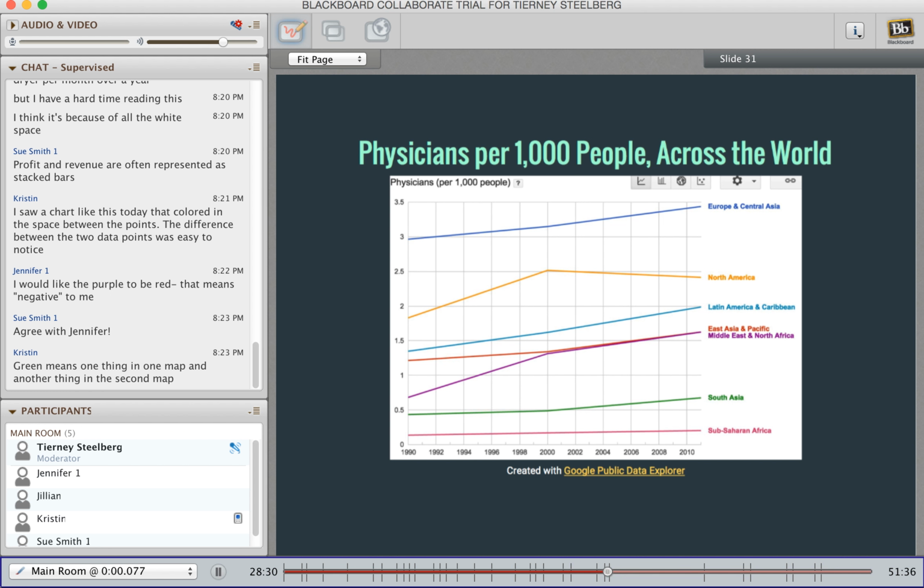This chart was created with Google Public Data Explorer, a fun tool from Google that lets you get your feet wet with large data sets from sources like the IMF or the U.S. Census Bureau. Definitely encourage your students and patrons to check this one out.